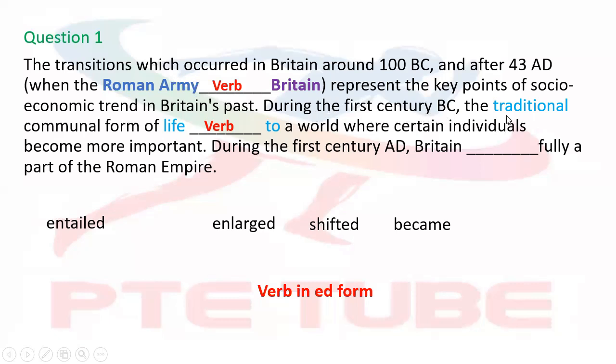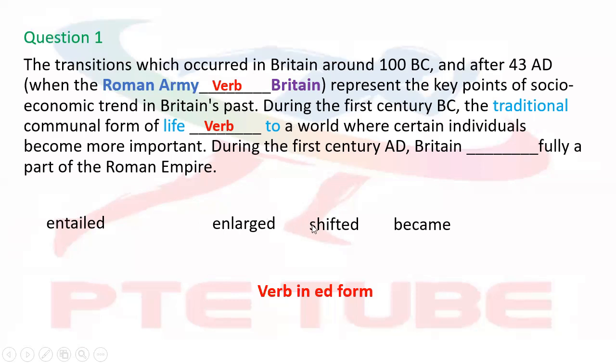during the first century, during this time, there was a time when life was changing from one form to another form. Clear? It was from the traditional form of life to a different form wherein individual life became more important. Okay. The form of life entailed to a world? No, entailed cannot come over there. Enlarged to a world? No, that doesn't suit. So what is left? Shifted.